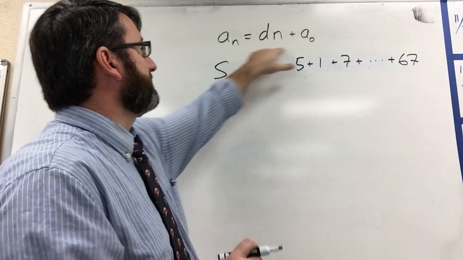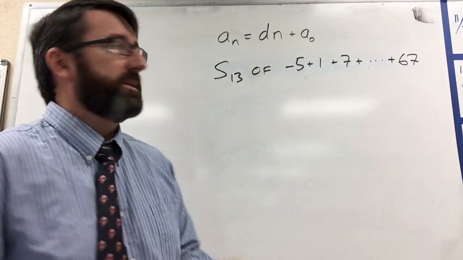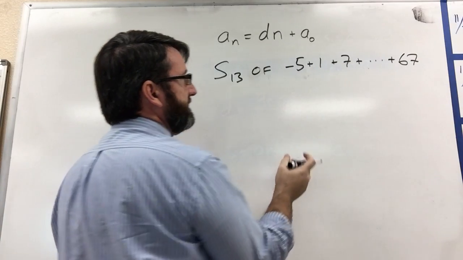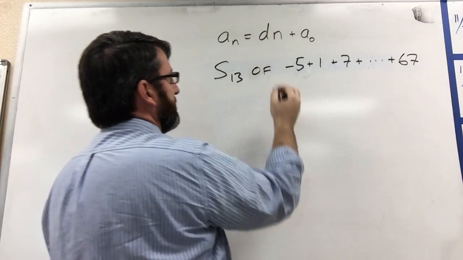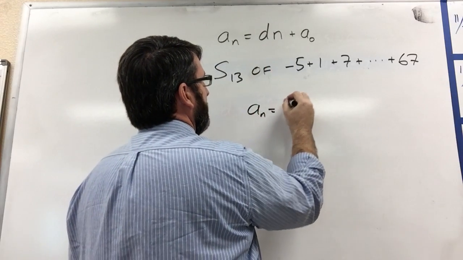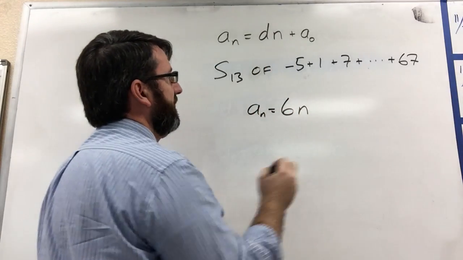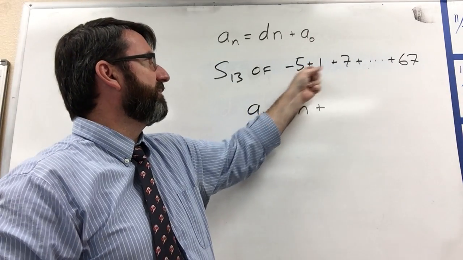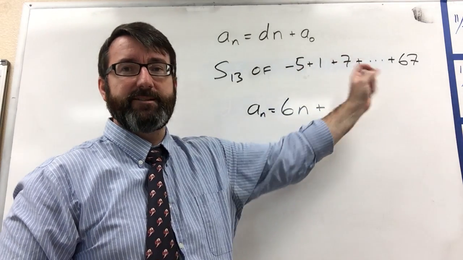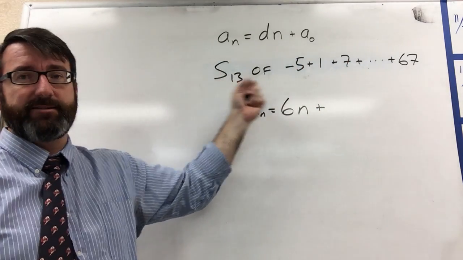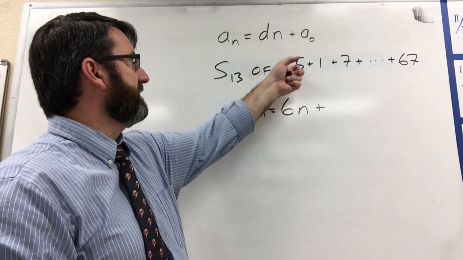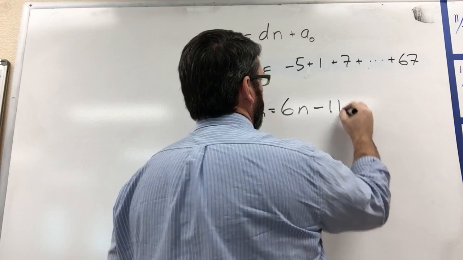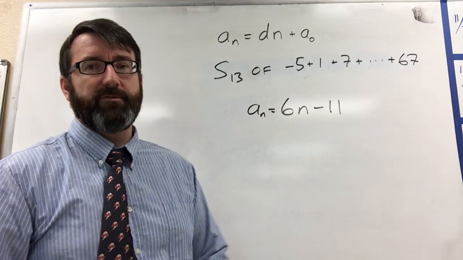All right, so let's first find the explicit formula here. Our common difference, we can see that the common difference is 6. We're adding 6 each time. So the common difference is 6. So we get a sub n equals 6n plus the zero term. So this is the first term, the second term. We're adding 6 to get the next term. So we need to subtract 6 to get the previous term. And that would be -11. So it's going to be 6n minus 11 is going to be our explicit formula.